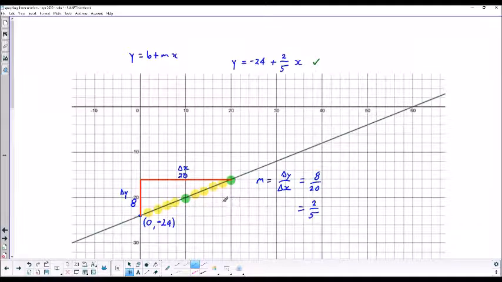So that's a little bit of graphing practice, graphing and determining equations of lines from graphs. And so hopefully you can continue practicing that.